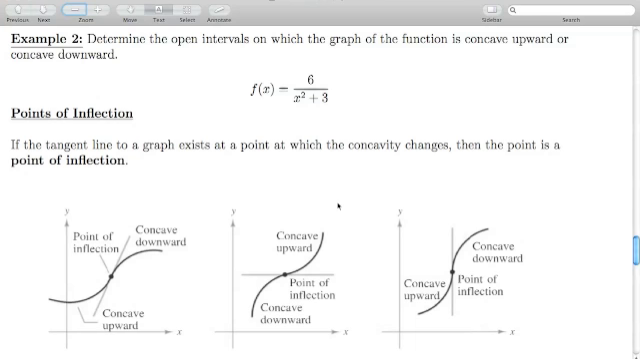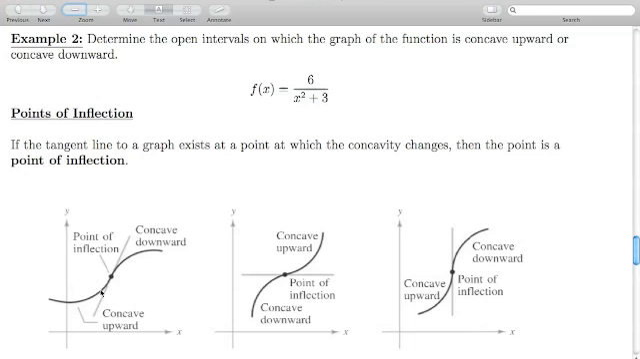So far we've talked about where the functions can be concave up or concave down, but what happens if the concavity changes? So what if you have a point where on one side it's concave up, on the other side it's concave down? When you have something like that, we call those points of inflection. So we have that if the tangent line to a graph exists at a point at which the concavity changes, then that point is called a point of inflection.